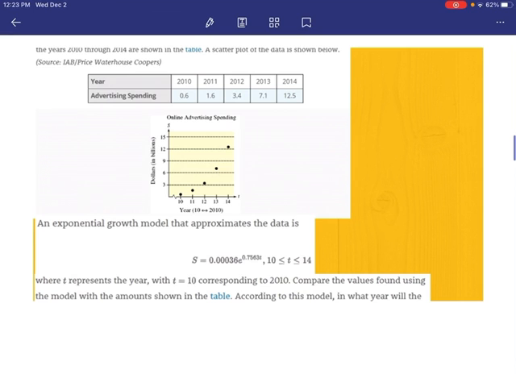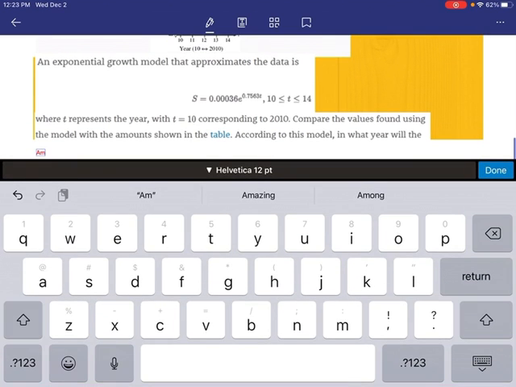And then again, it cut off some of my text. According to this model, in what year will the amount spent be approximately $65 billion?